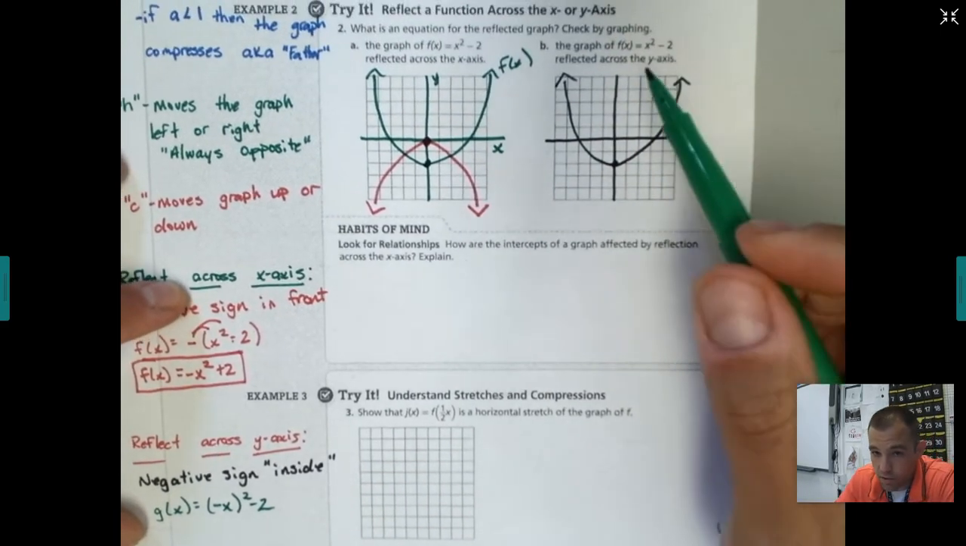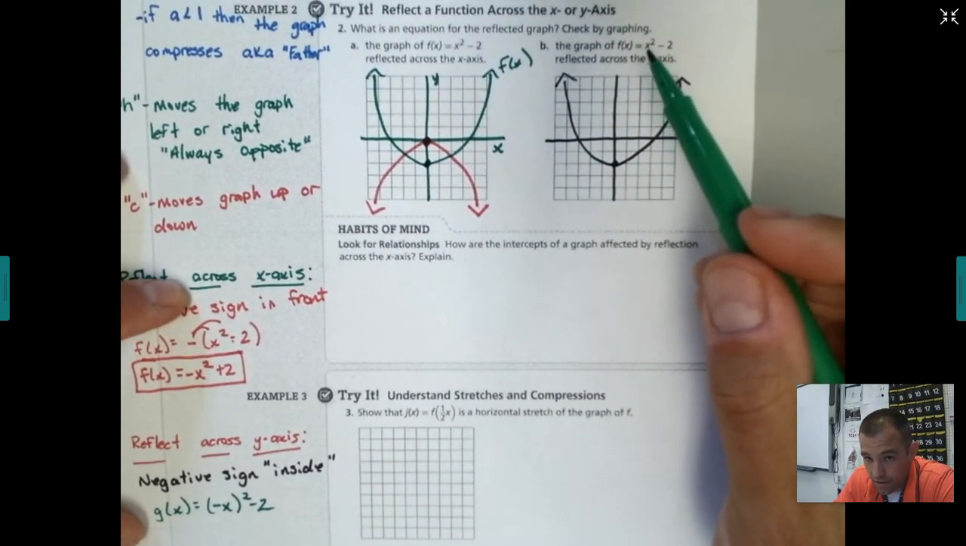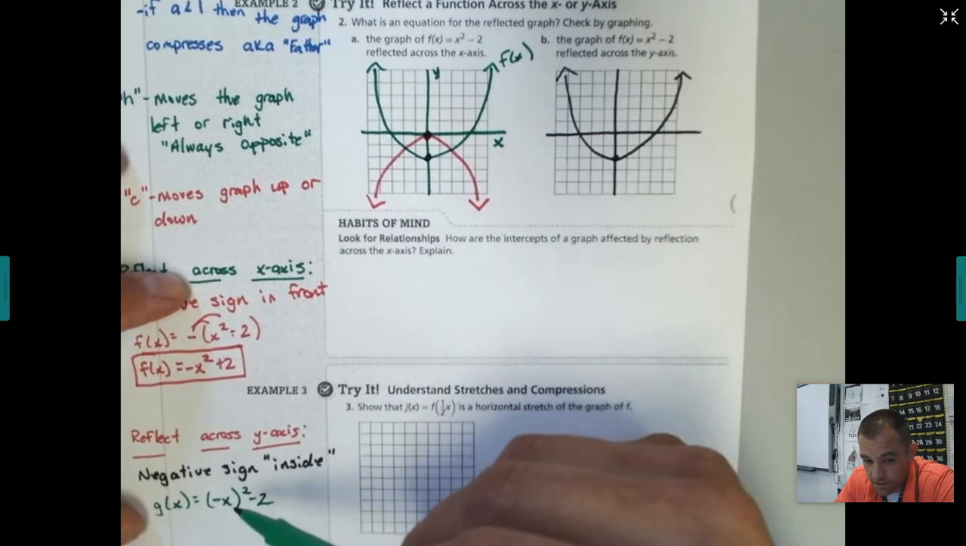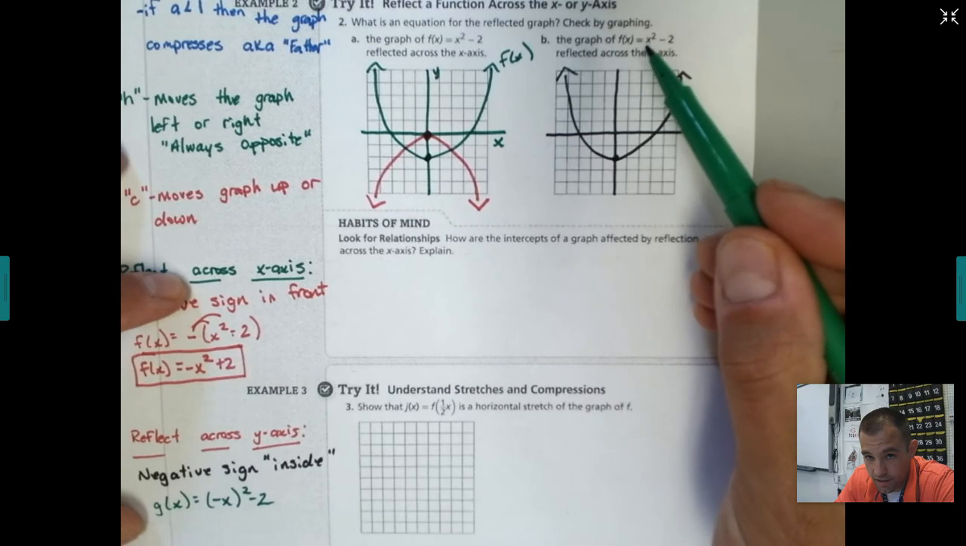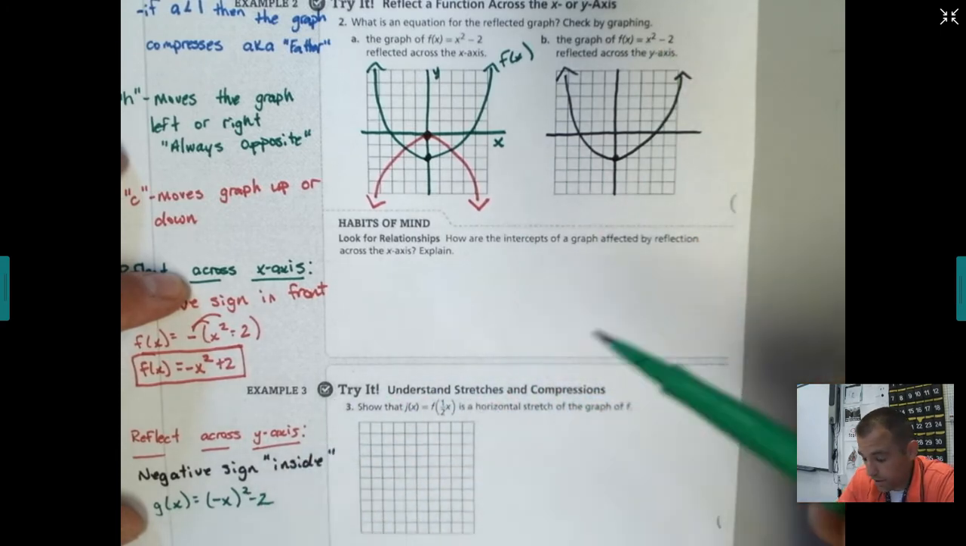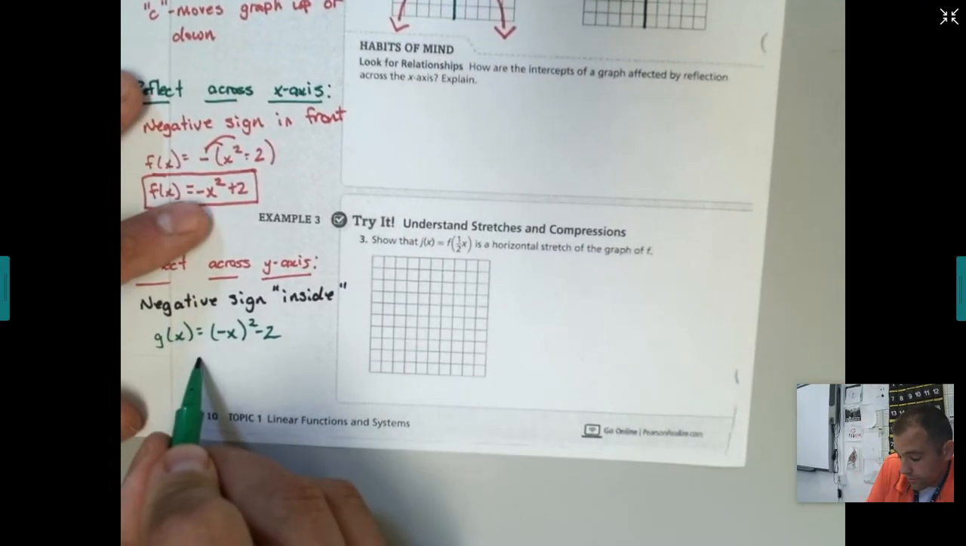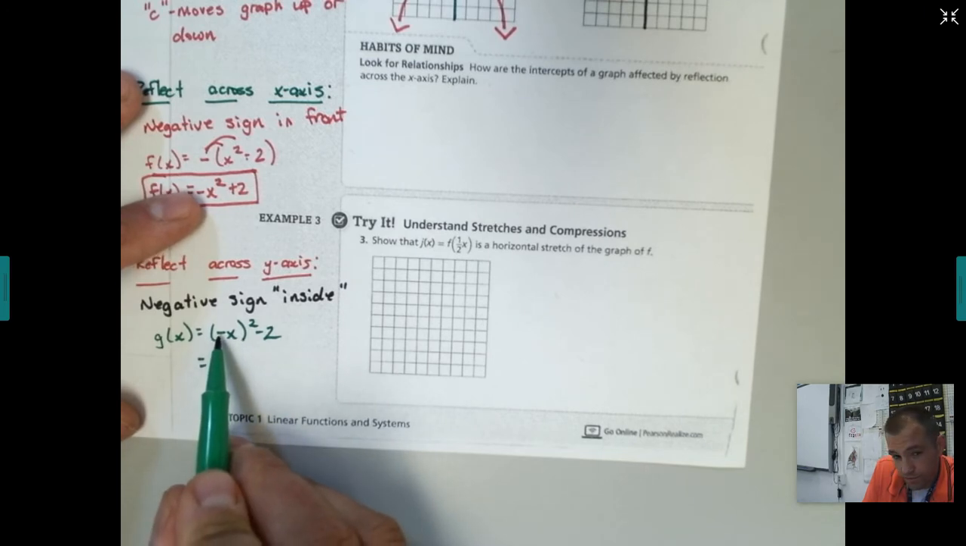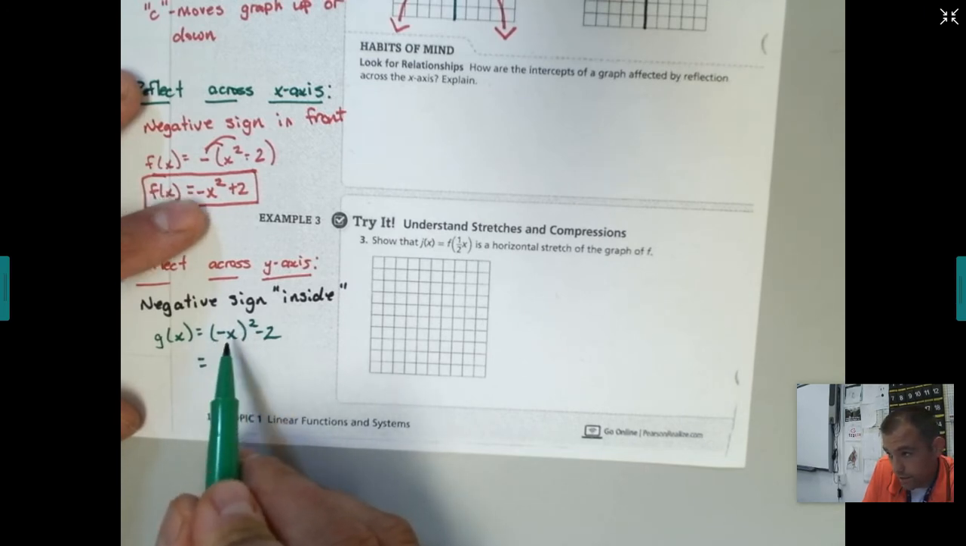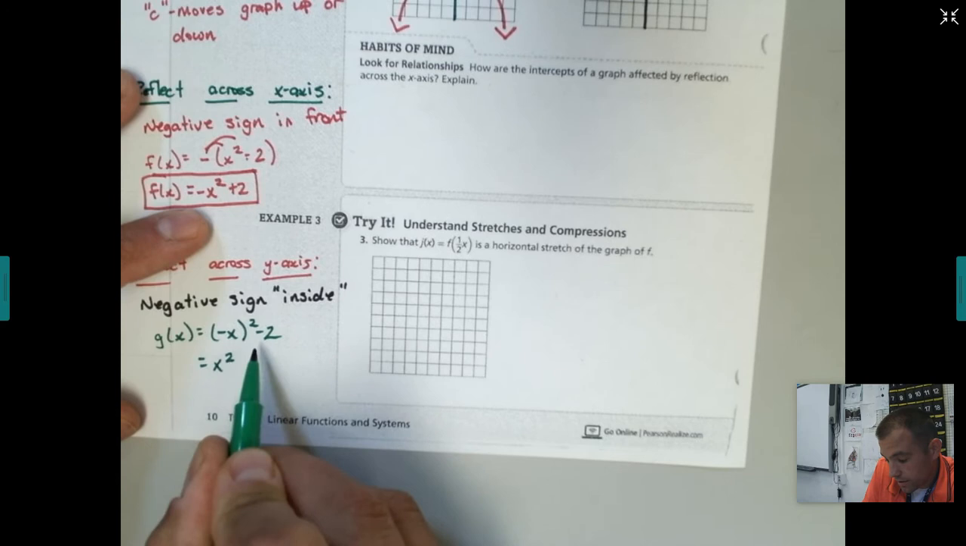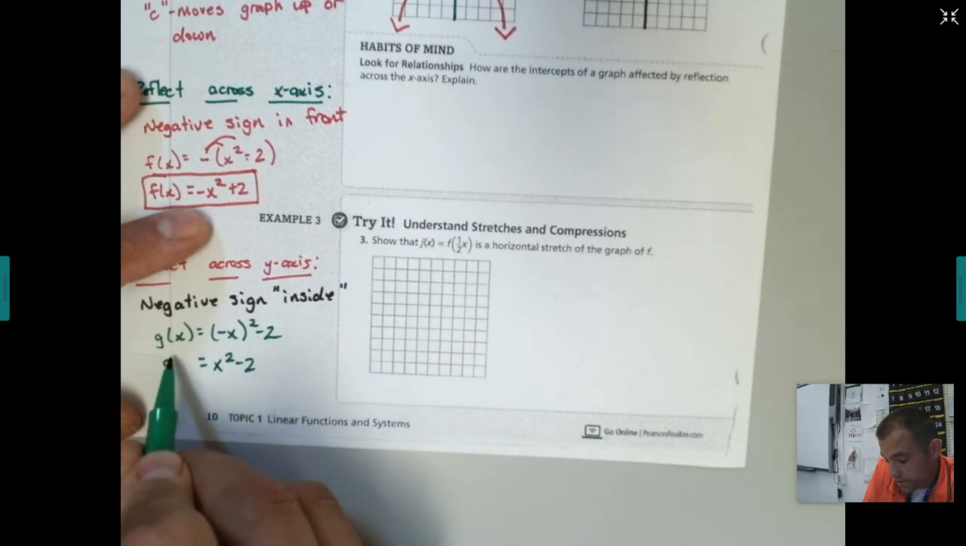Right? So I took this problem right here, and I put a negative sign in front of the x. I didn't change anything else, right? Nothing else changed. I just added a negative in front of the x. And if we simplify this, a negative squared, a negative times a negative is a positive, and then the minus 2 just stays minus 2.